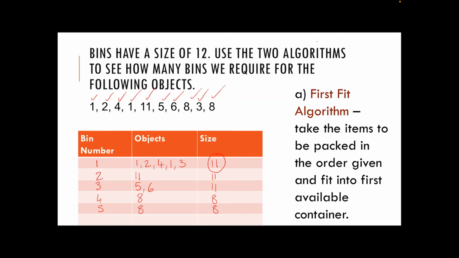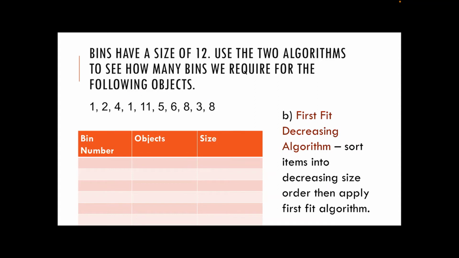And that's us. So 5 bins is the number of bins that we require. So really our final answer there is 5 bins is the total number of bins that we need to package our objects there.